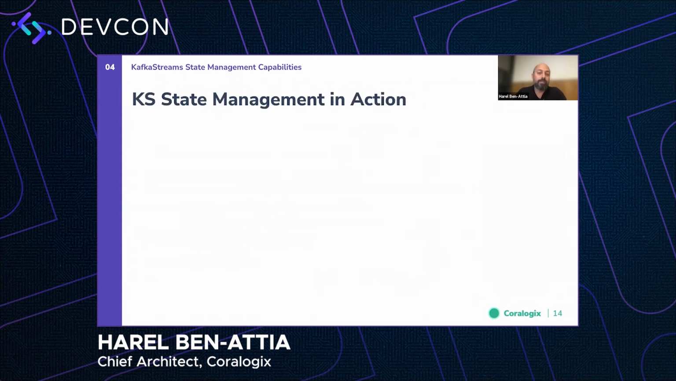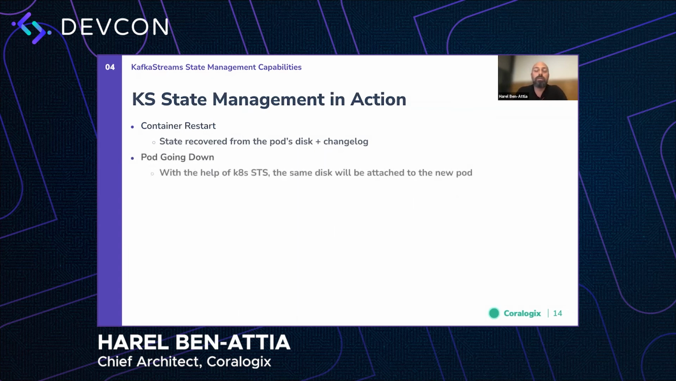Let's see how these capabilities are being used in practice. When a container is restarted, Kafka Streams recovers the state by using the data in the local disk and then using the changelog in order to complete any leftovers that were not written to disk. What happens when a pod goes down? Due to our use of Kubernetes stateful sets, the disk of the old pod is reattached automatically to the pod replacing it, and then the state is recovered in the same manner as a container restart.